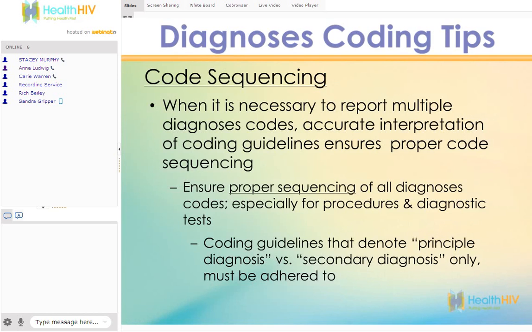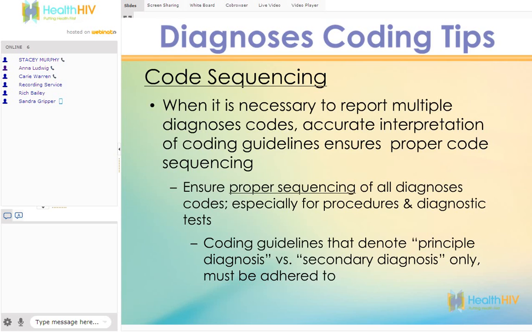Code sequencing is very important in terms of the electronic billing systems. If they're set up properly, if you sequence a code that is designated as a secondary as a principal diagnosis, when it goes out to the payer, the claim's going to deny, because they're following the coding guidelines. If that code is not deemed as a principal diagnosis, it's going to cause your claims to deny. So you have to make sure that any codes that are designated as a principal are sequenced as the primary diagnosis only. Any codes that are designated as secondary only, you sequence those as secondary.